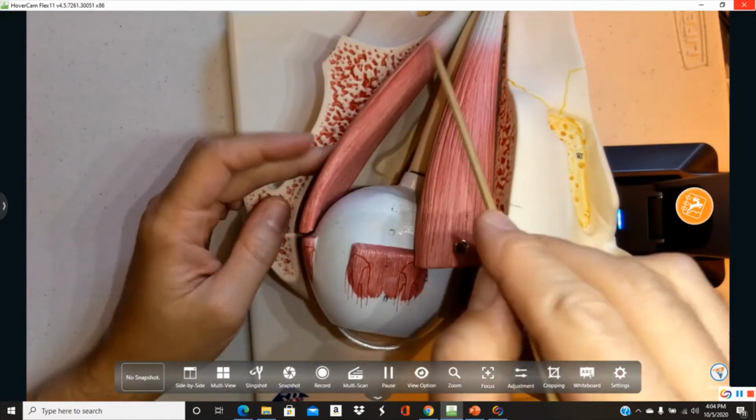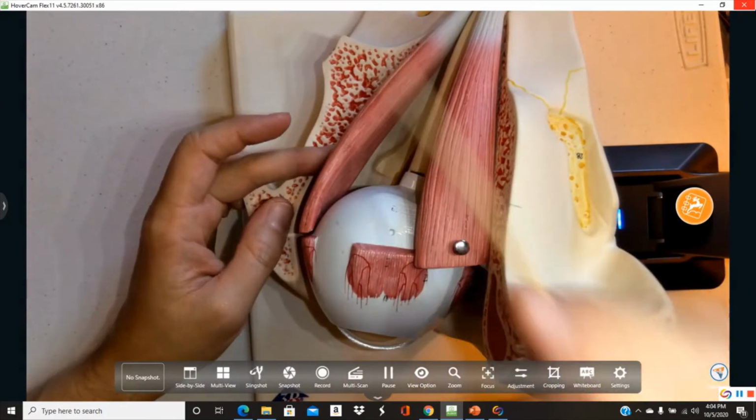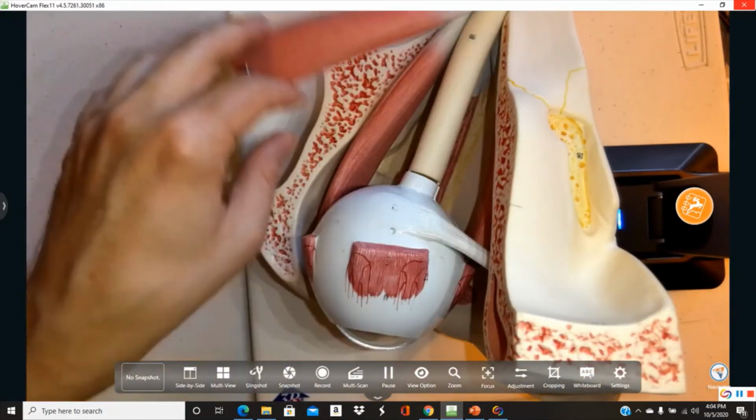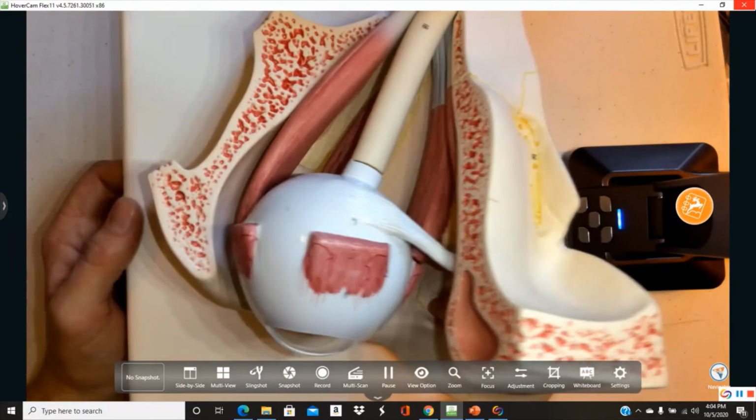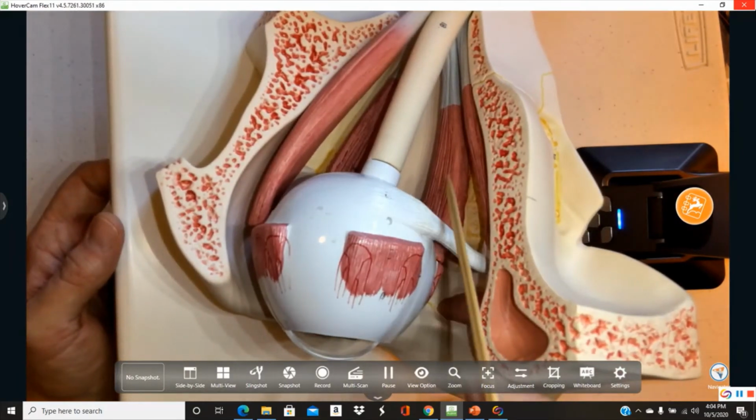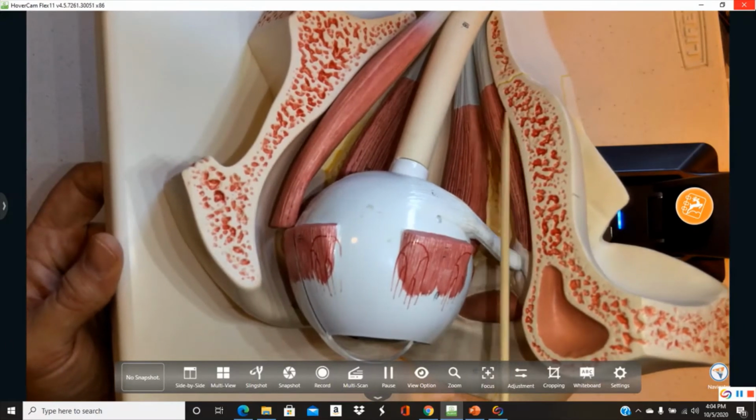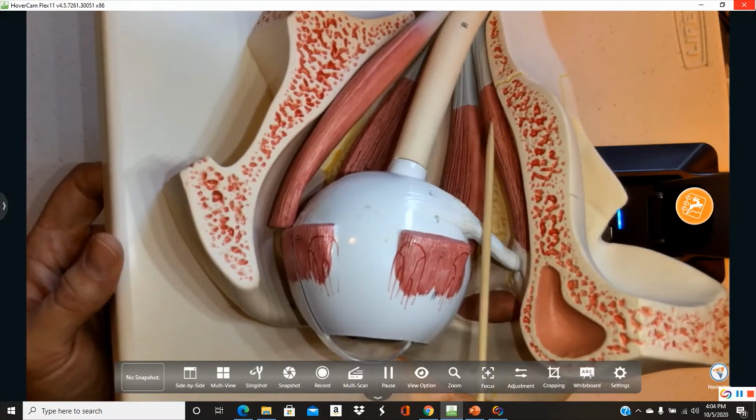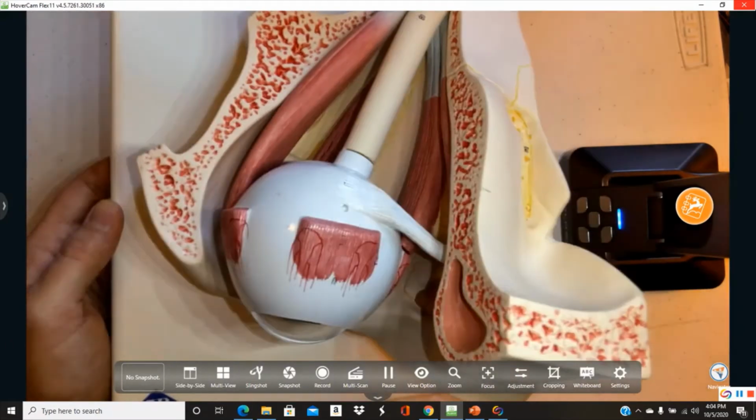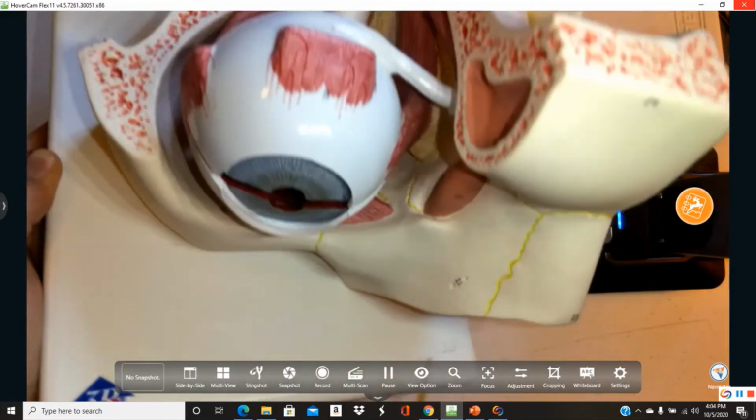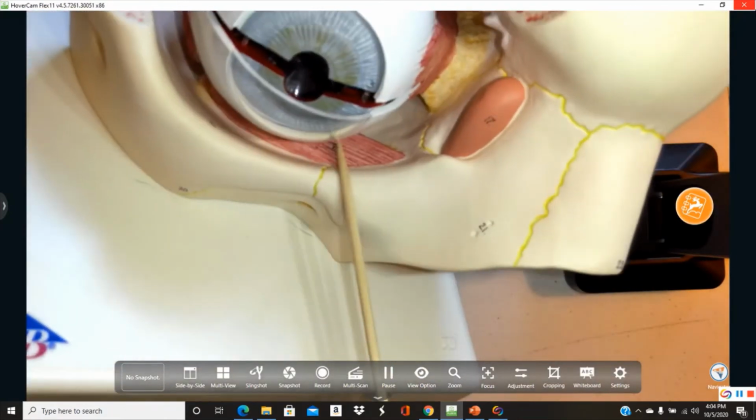We have our lateral rectus. Now, if there's a lateral rectus, there must be a medial rectus. Medial rectus will be seen right here. Now, the muscle we're seeing here is the superior oblique. And then down here to see the inferior oblique, you want to look right here to find the inferior oblique.